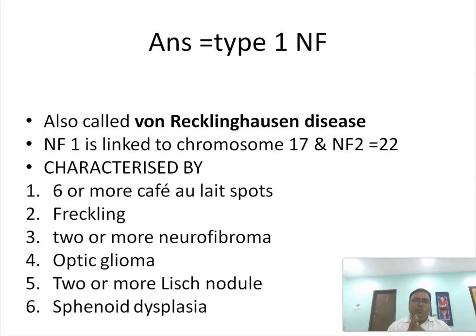So it is linked to chromosome number 17, characterized by 6 or more café-au-lait spots, axillary freckling, 2 or more neurofibromas, optic glioma, 2 or more Lisch nodules, and sphenoid dysplasia. Any two of these should be there to say this is a case of neurofibromatosis.